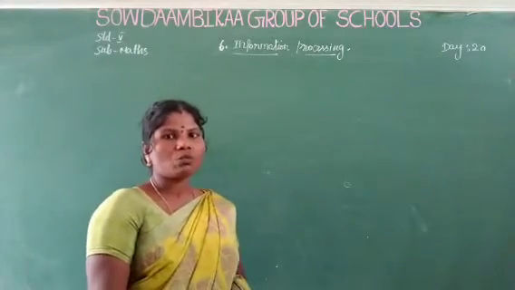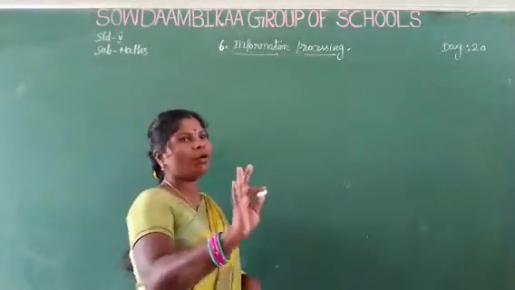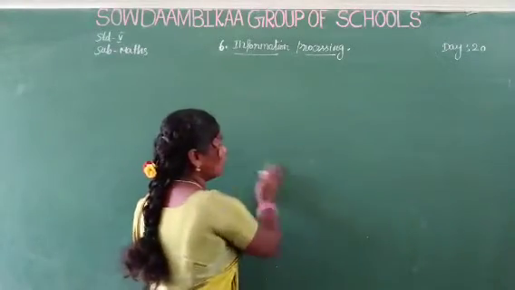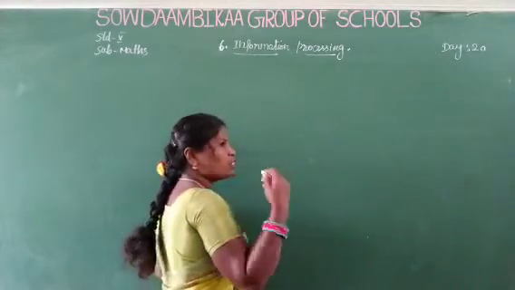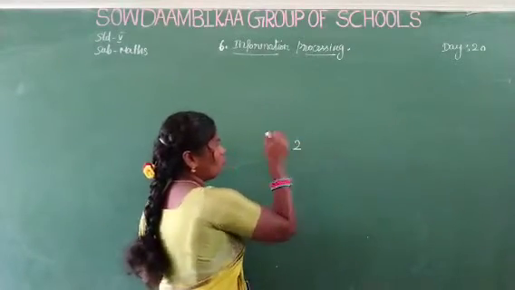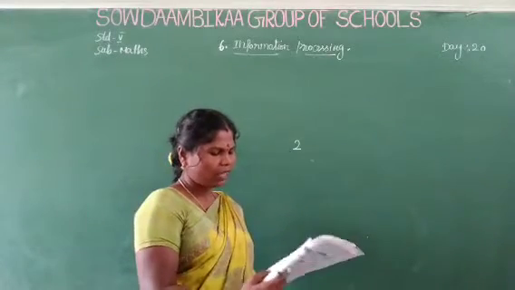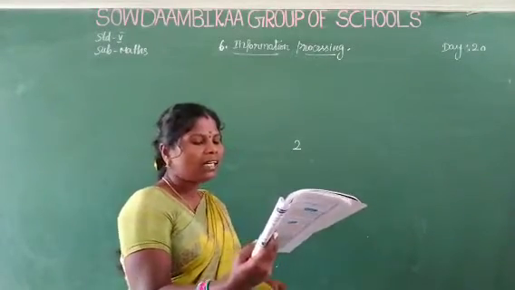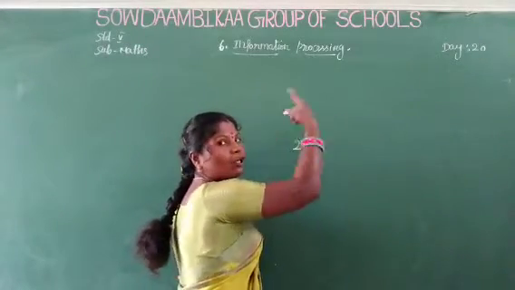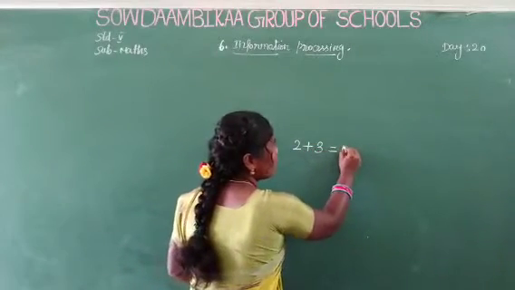Now we play the small game. First, you assume any one number. Take the rough note and pencil. First you assume any one number. I assume one number, 2. You write it in your note. Next, add the next number to this: 2 plus 3. So I got the answer 5.